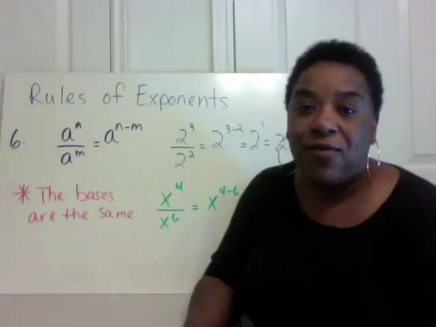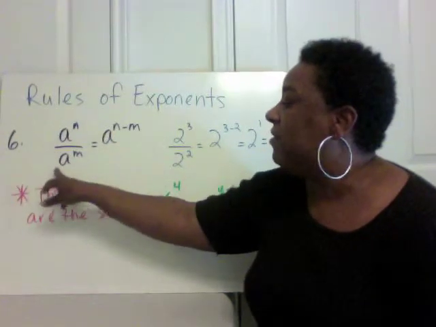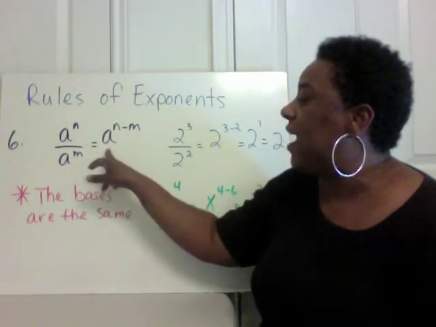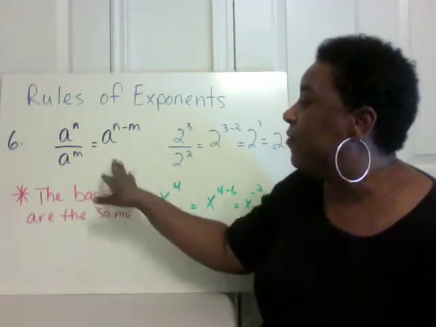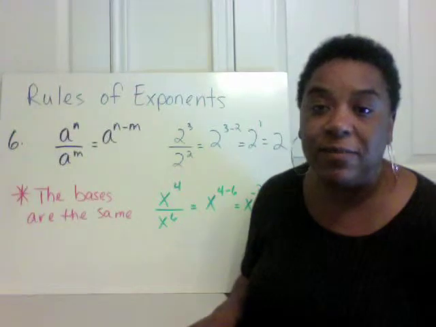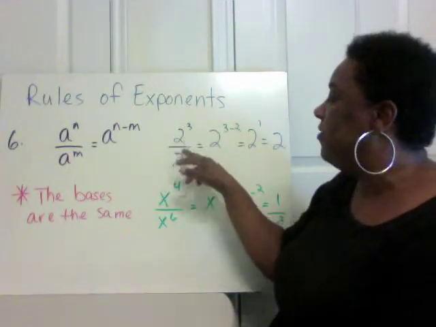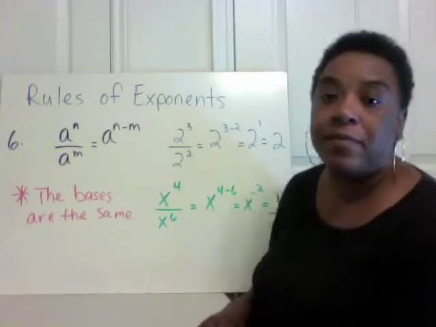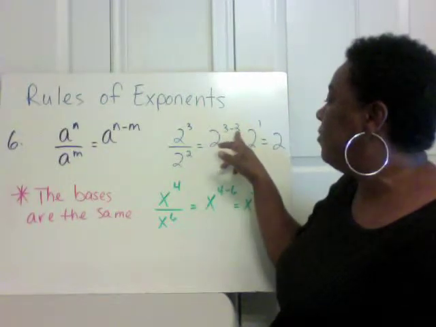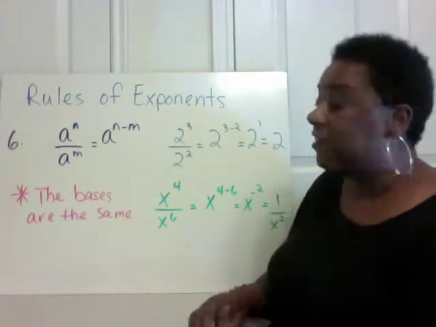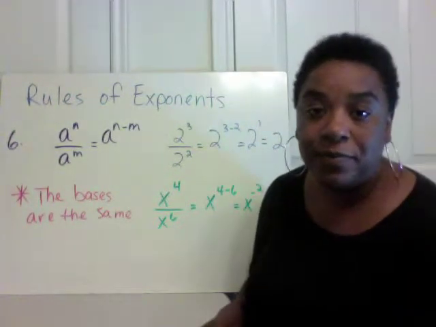The next rule I have for you is a to the power of n divided by a to the power of m is equal to a to the power of n minus m. Once again, for this rule, the bases have to be the same. So in this example, I have 2 cubed divided by 2 squared. That gives us 2 to the power of 3 minus 2. 3 minus 2 is 1, so that gives us 2 to the power of 1, and that equals 2.